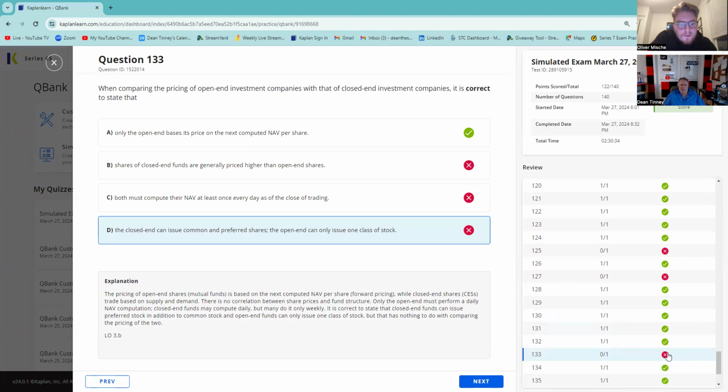Chuck says here. Pricing of open end is based on the NAV for pricing. Yeah, we know that. There is no correlation between share prices and fund structure. Only the open end perform a daily NAV computation, but many do it weekly. It is correct to state that closed end can issue preferred in addition to common, and open end funds can only issue common, but that has nothing to do with comparing the pricing of the two. Okay. Okay, got it. Right.